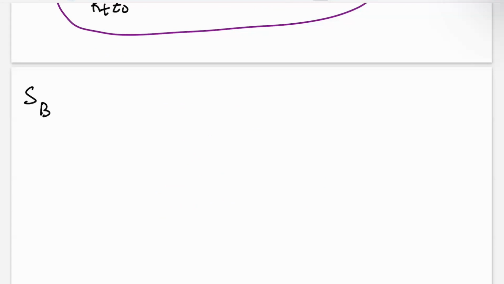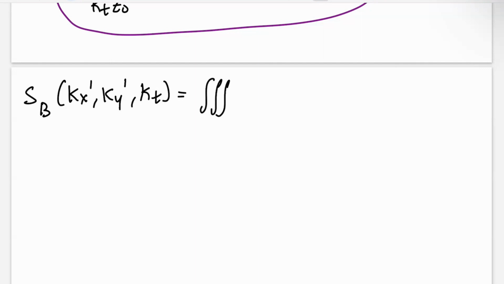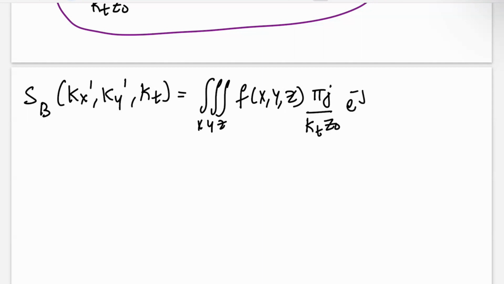Okay, so let's do that and see what we get. When you do that, you get capital S P of kx prime, ky prime, kt, equal to the triple integral over x, y, z of f of x, y, z times pi j over kt z naught, e to the minus j kx prime x minus j ky prime y minus j kz z, dx dy dz. And again, the coordinate system is the same for x, y and x prime, y prime.